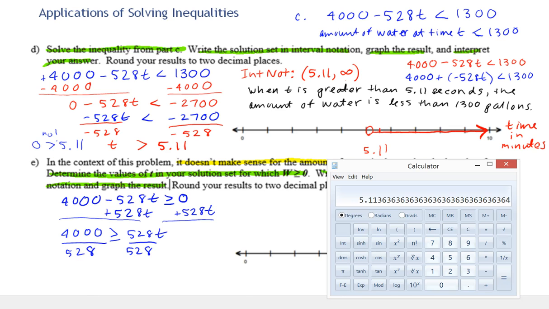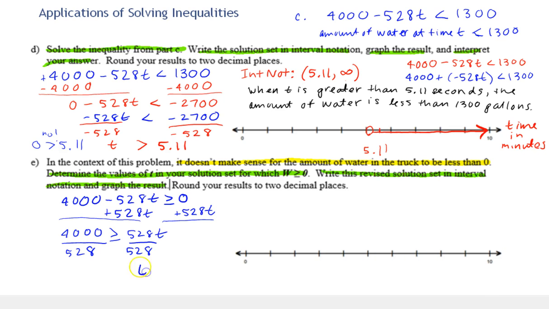So let's do that on the calculator. 4,000 divided by 528, rounded to 2 decimal places, is 7.58. And remember, we can write this equivalently, if you want your t on the left, as t is less than or equal to 7.58 seconds. So at approximately 7.58 seconds, that's when the truck will be out of water. So now let's graph this.